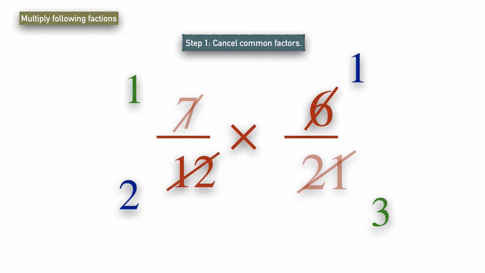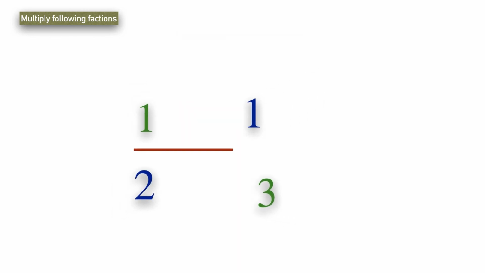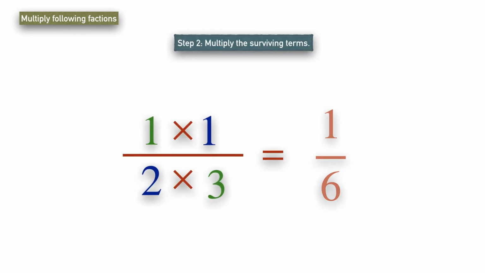Assess if any new and remaining terms cancel any further. In this case, there is nothing that can cancel. So multiply the surviving terms in the numerator and the denominator to give you 1 over 6.